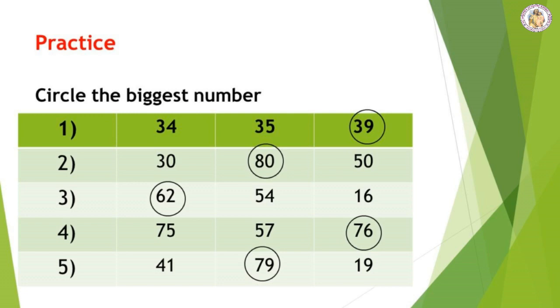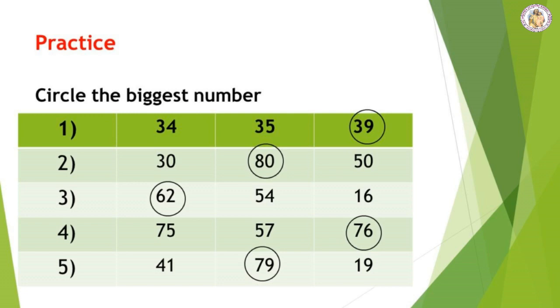Now, fourth one, 75, 57 and 76. Here you can see the 2-digit numbers are given and in two of the numbers the tens place is equal, that is 75 and 76.